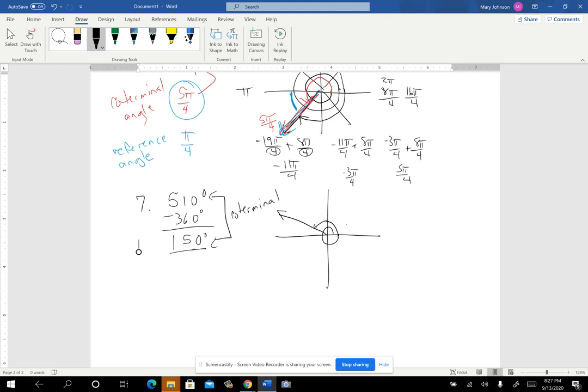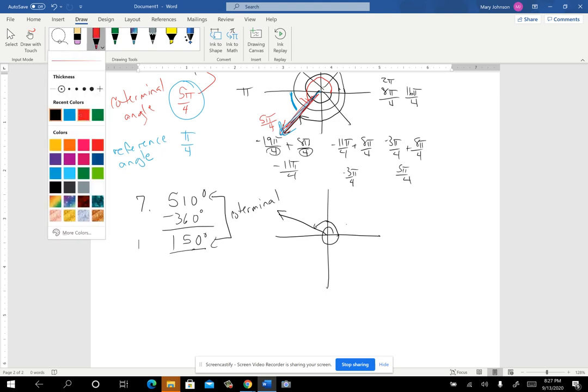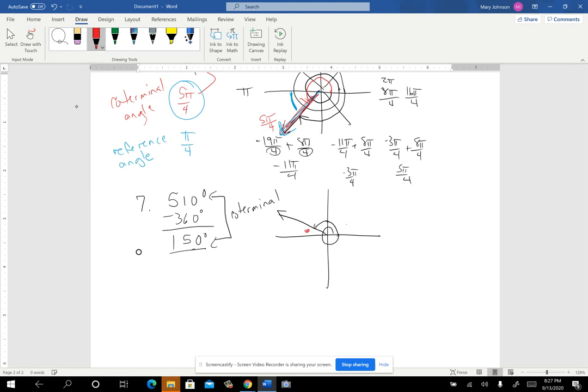And then it wanted the reference angle. So the reference angle, I'll do that one in red, would be this angle. It's the difference between the terminal side and the x-axis. If this is 150 and this is 180, you're 30 degrees away, aren't you? So 30 degrees is the reference angle.